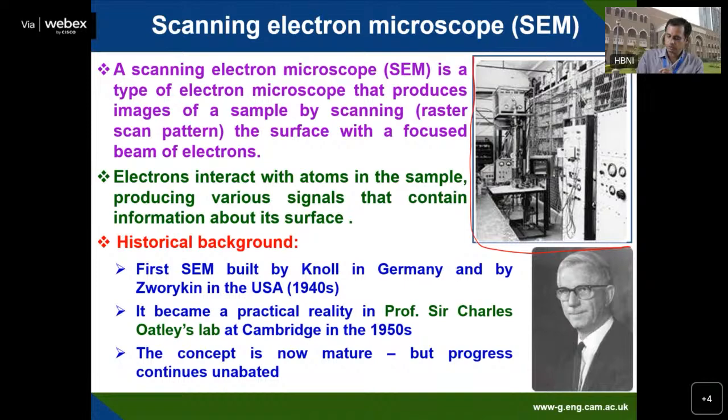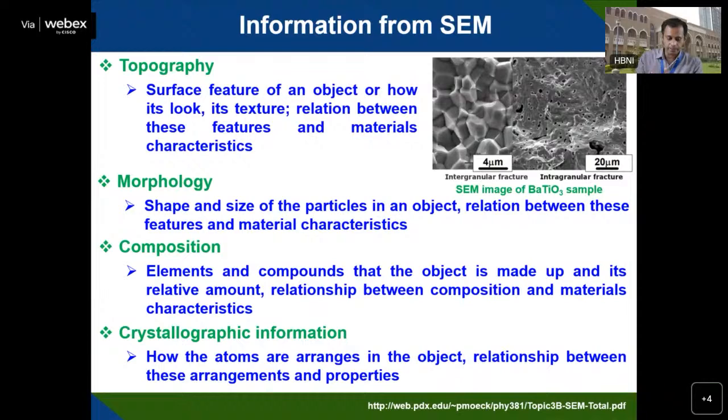Mostly, SEM gives four types of information. The first one is the topography. You are able to see the surface features of an object, or how it looks, like a normal microscope, and the surface properties. You can see these things at high resolution, at smaller scales, using the SEM. You can get the relation between these features and the material characteristics, how the material characteristics depend upon different topographic images.